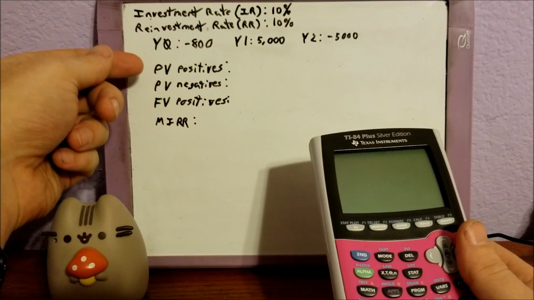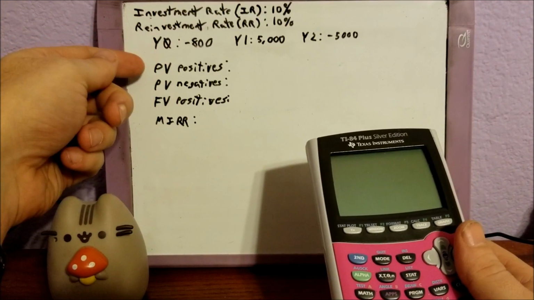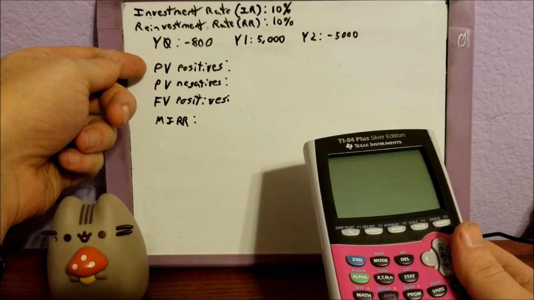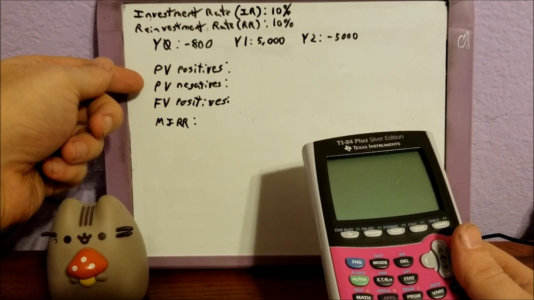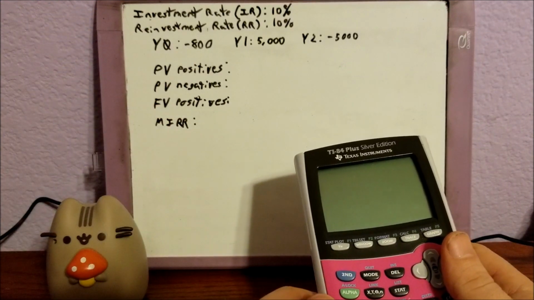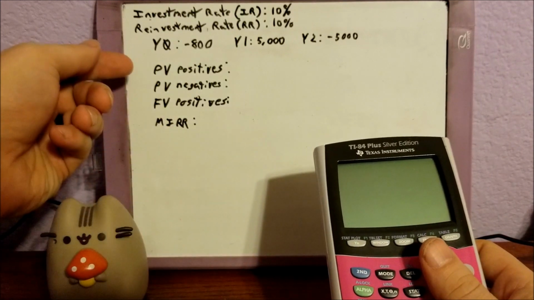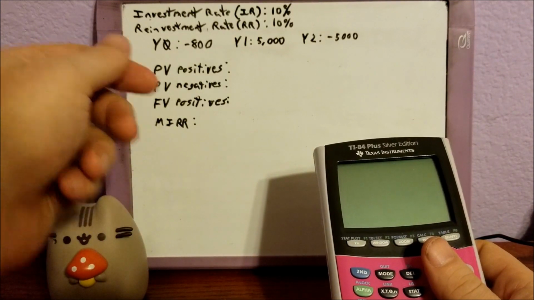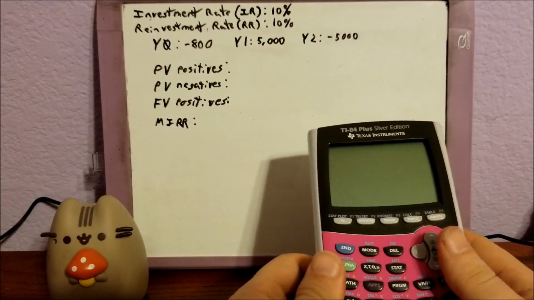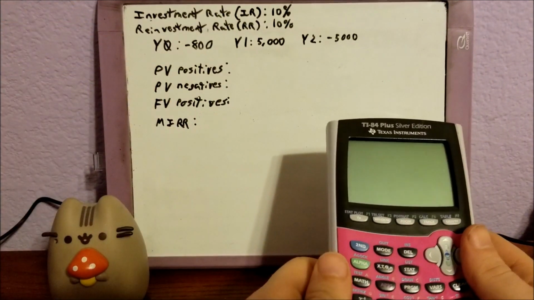First thing we're going to need to do is get a couple of inputs. Those are going to be the present value of the positives, the present value of the negatives, and the future value of the positives. You can get these in pretty much any order you want, except that you will need the present value of the positives in order to get the future value of the positives. So I'm going to go ahead and take these in this order.